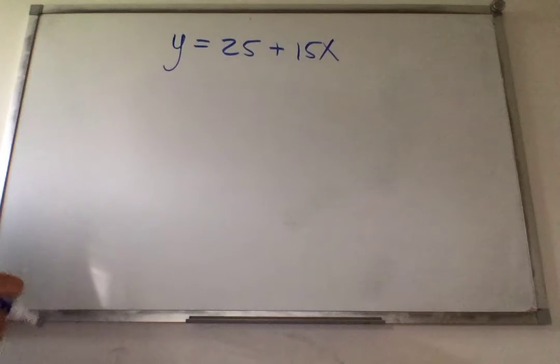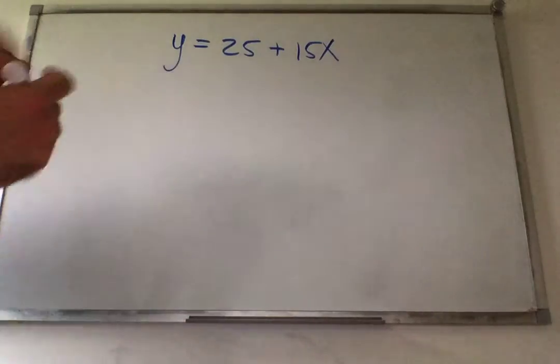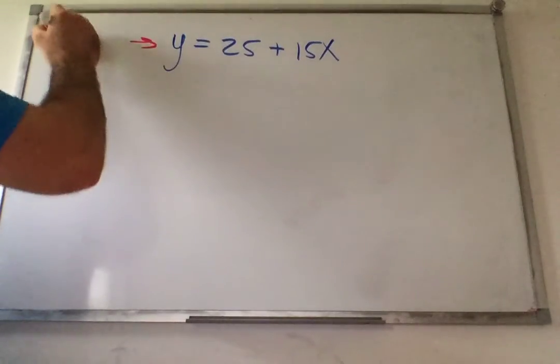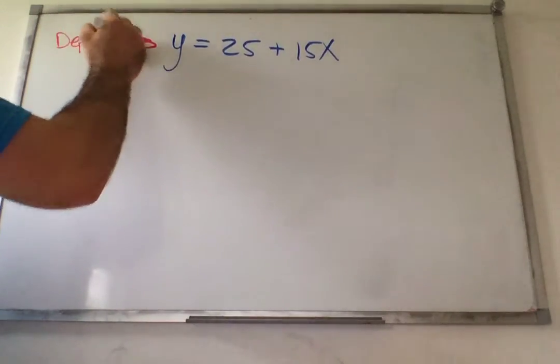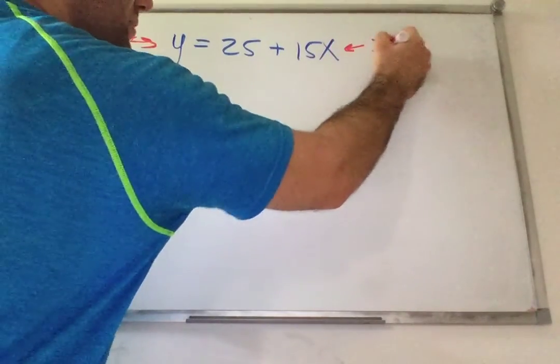Okay, so let's go ahead and identify our independent and dependent variable. The one that's solved for is going to be the dependent. Right there is the independent.